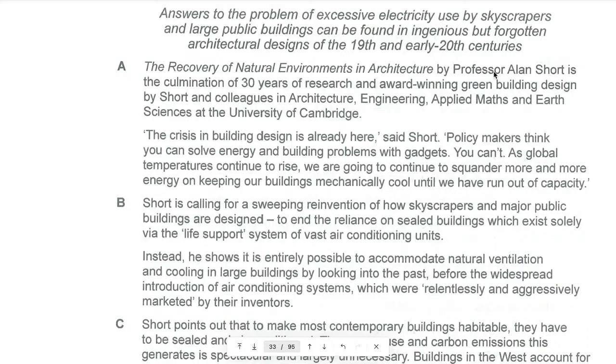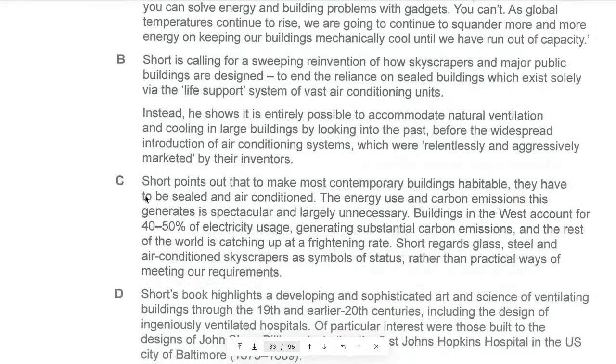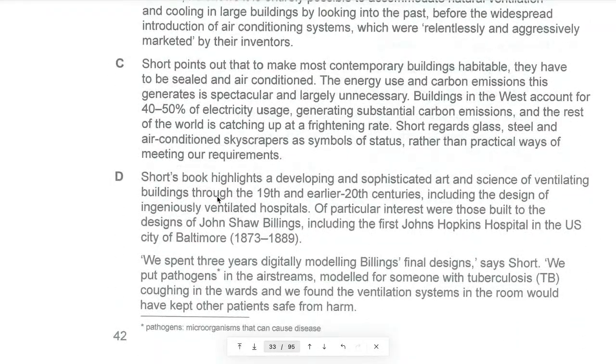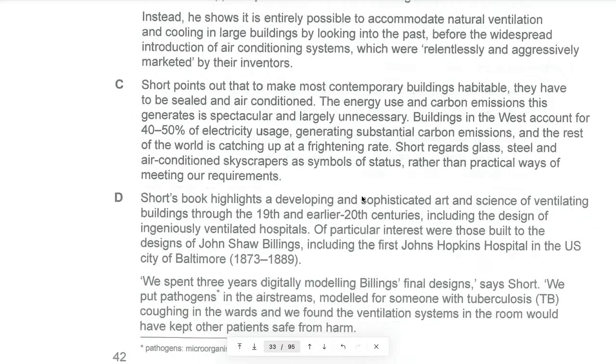So here you see Professor Alan Short. So that Short is the name. And later you can see the word Short everywhere. So why did I ask you that? Because I don't want you to misunderstand. You think, oh, short is an adjective or something. Then it doesn't make any sense at all. Short, that is the name of the professor. Okay?